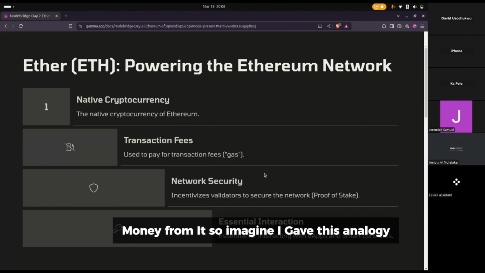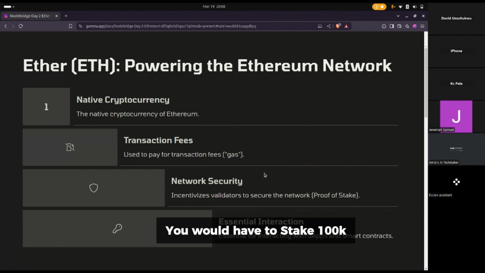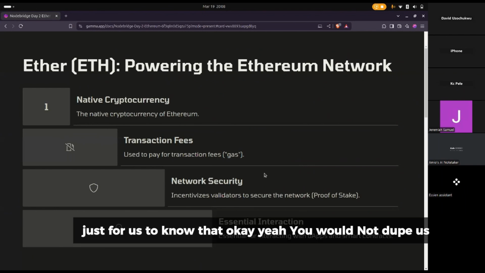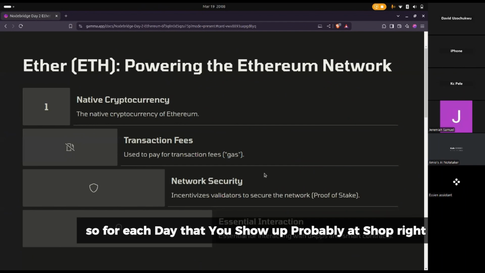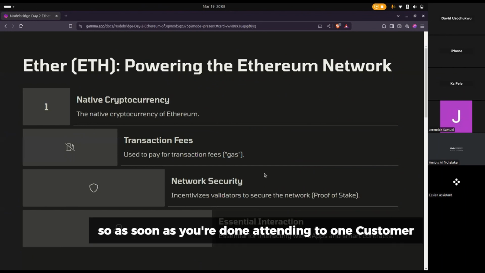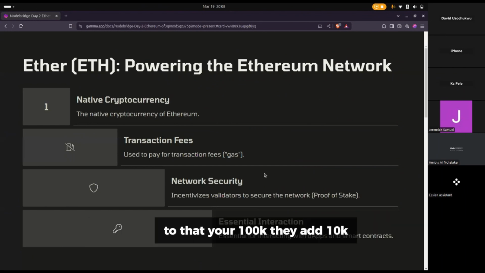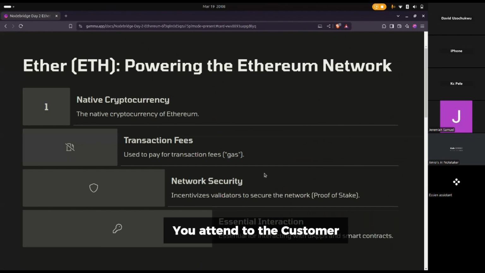So imagine, I gave this analogy on Monday. If you have a place where you want to work, right, and then they decide that you would have to stake 100K just for us to know that, okay, you would not dupe us, you would not come late, you would not misbehave. So for each day that you show up, probably at ShopRite, because you have given them 100K, to clean and attend to customers, as soon as you're done attending to one customer, they add 10K to your 100K. When you are called and you answer, you attend to the customer, they add 10K.